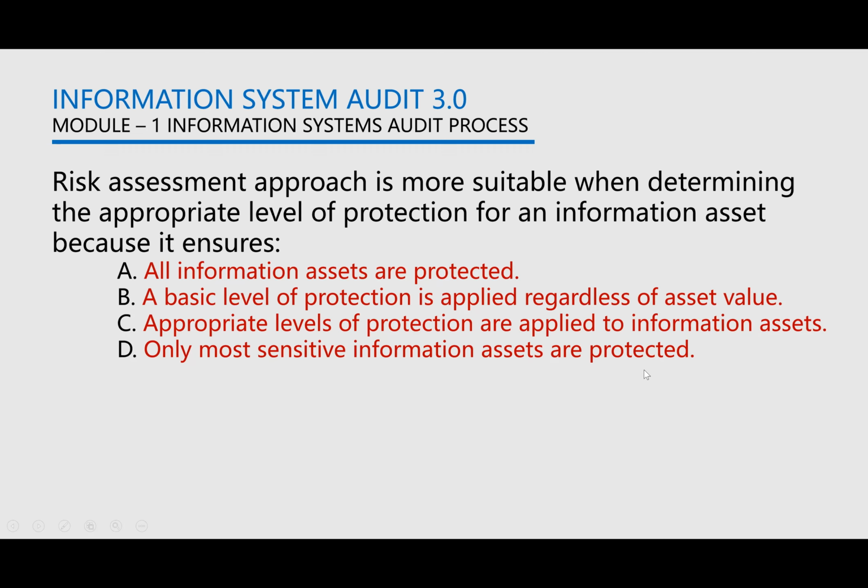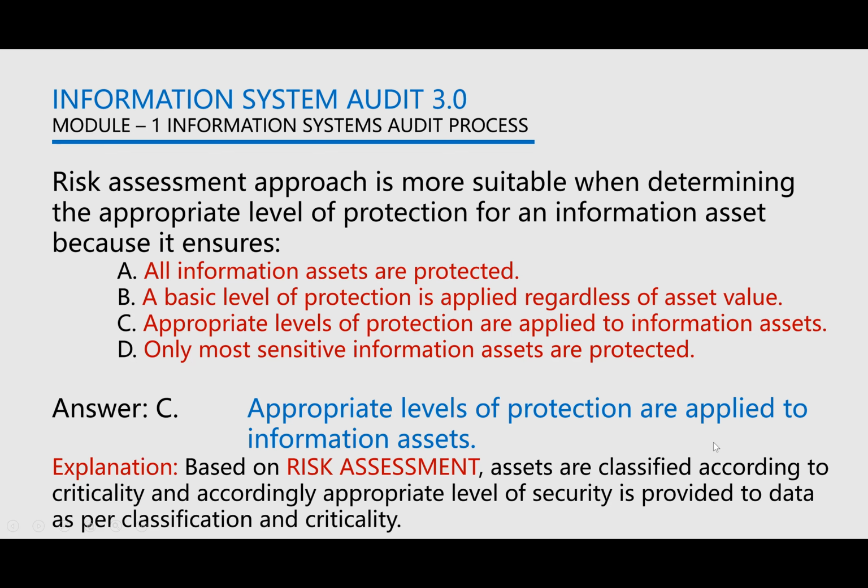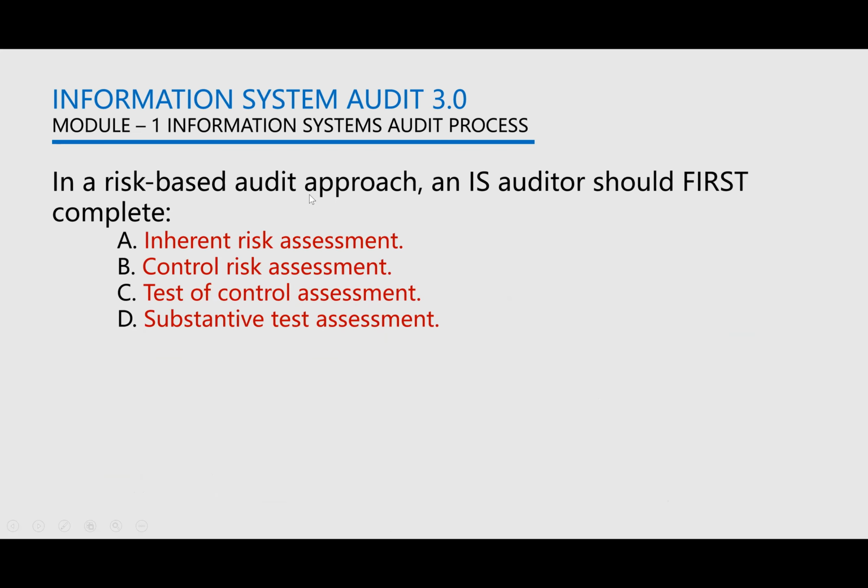Since I might be running short of time, I'm giving the answer. The appropriate level of protection is based on risk assessments. Assets are classified according to criticality, that is, which asset is more critical and which is less critical, and on that basis of criticality, the security is given. Now, in a risk-based audit approach, an IS auditor should first complete inherent risk assessment, control risk assessment, test of control assessment, and substantive test assessment.